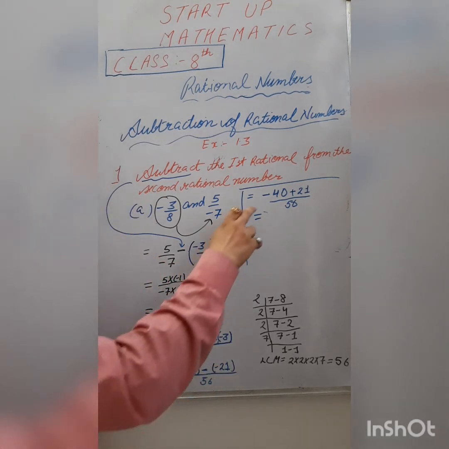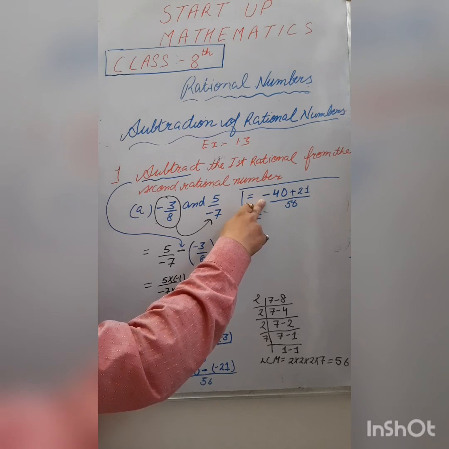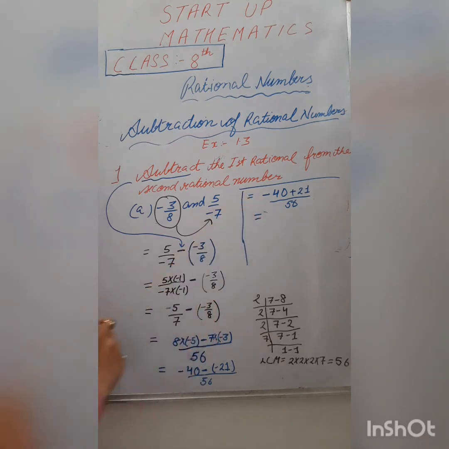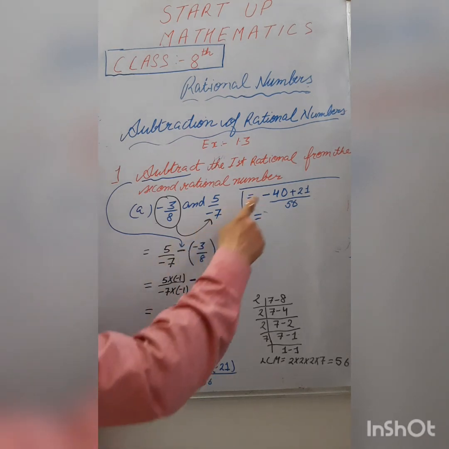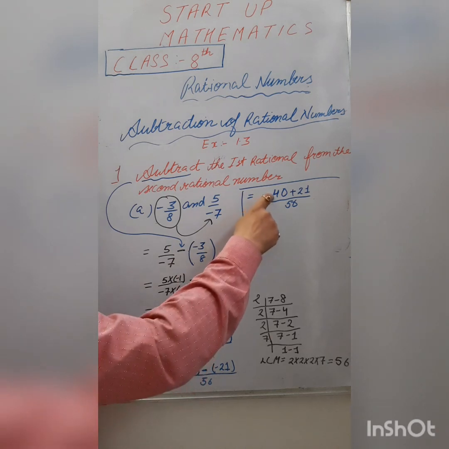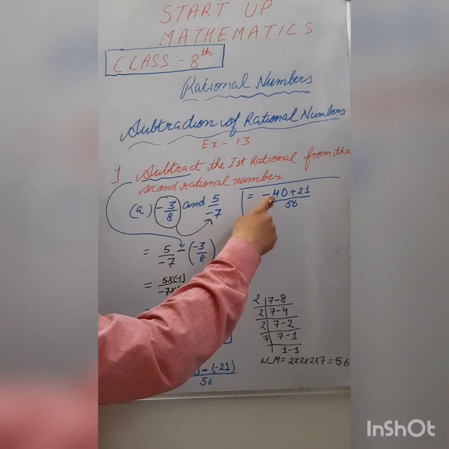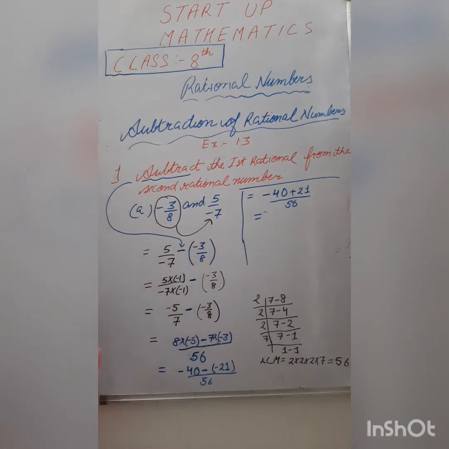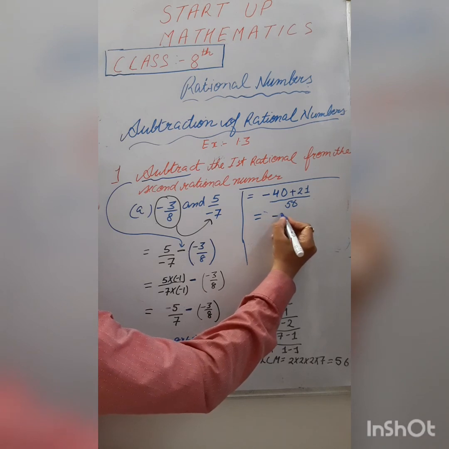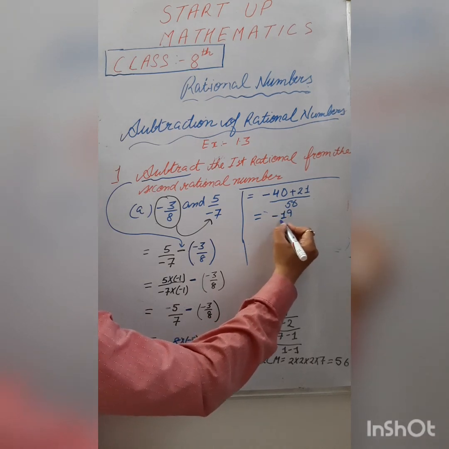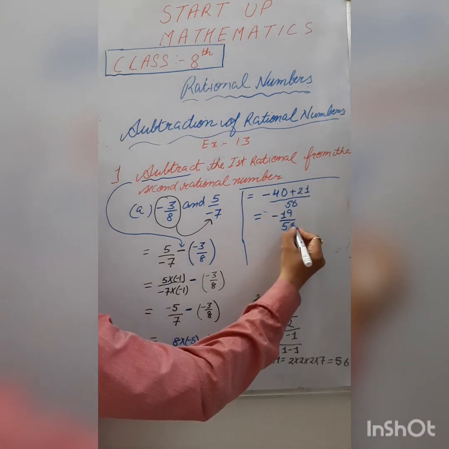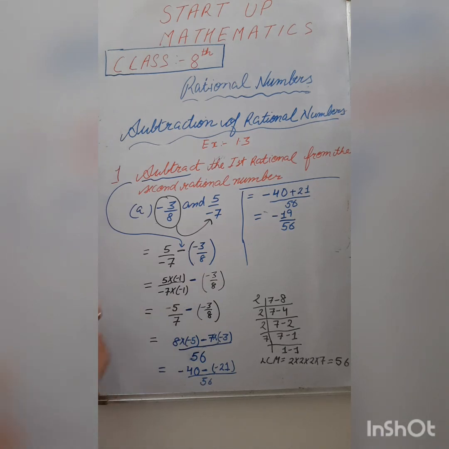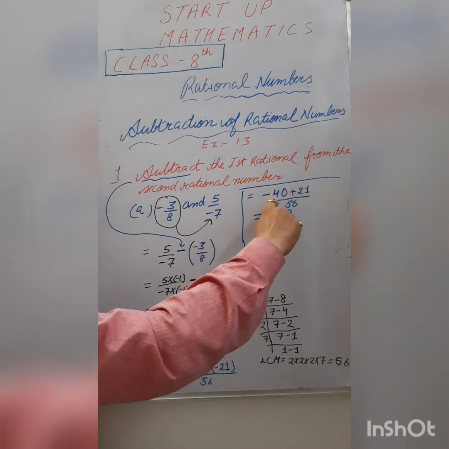And assign the sign of that number which is greater. Assign the sign of the greater number. Here 40 is the greater number in magnitude, but because of the negative sign it is the smaller number. So the answer is minus 19 upon 56. You have to subtract.